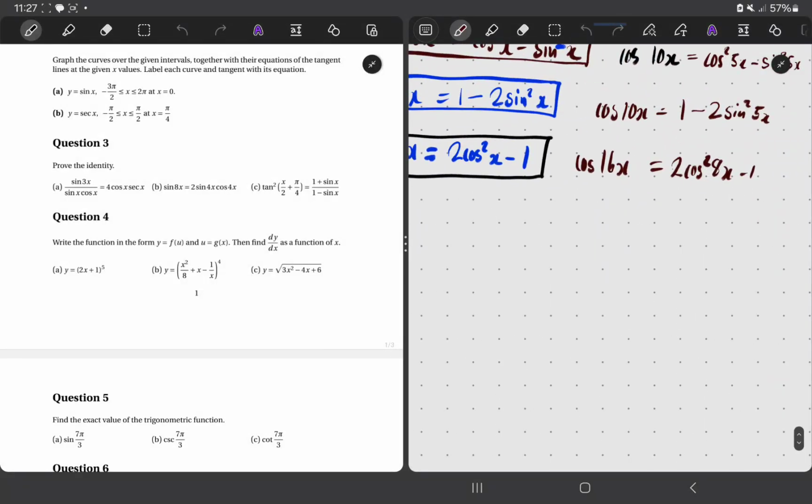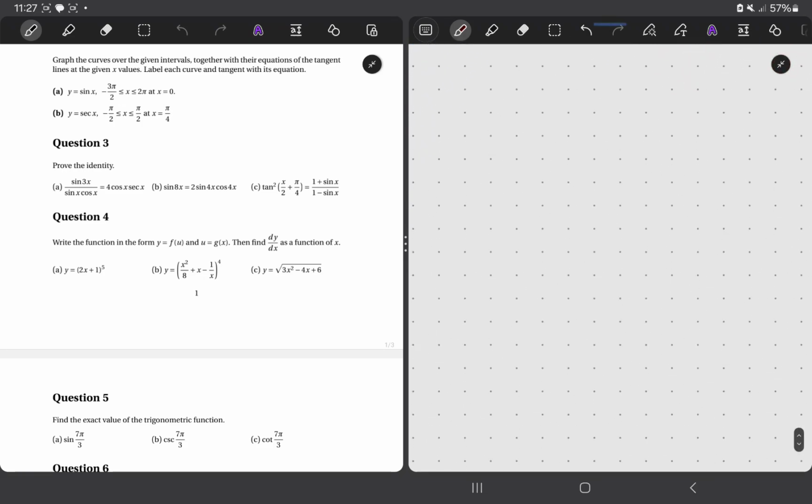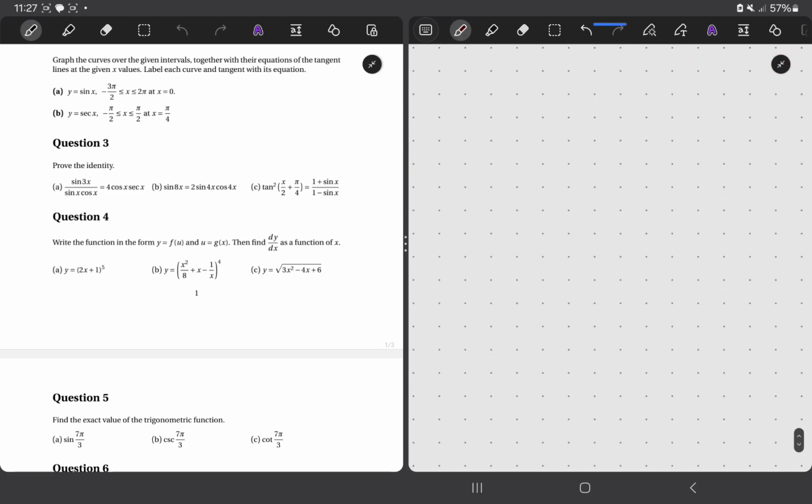I know this got cut in the last video, where we had said that cos 16x will be 2 cos squared 8x minus 1. You just take half of that and then you do it. Okay? So now let's do the trick, the questions, the identities.